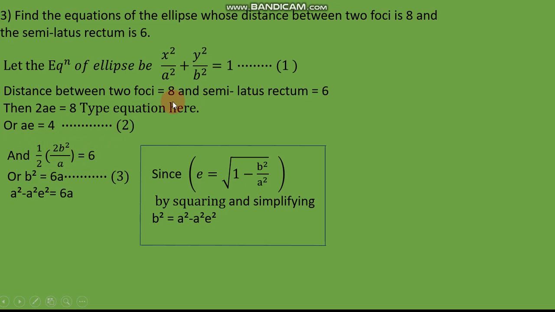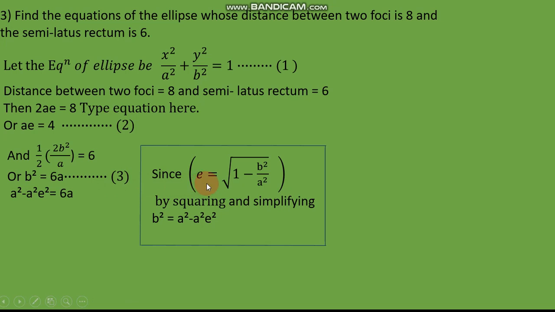However, now formula, look at here, we use this one, 1 by 2, 2b square by a equal to 6. Semi-latus rectum is 6, so 2b square by a is the length of latus rectum, and half of it, that is 1 by 2, since semi means half, equal to 6. So on simplification we get b square equal to 6a. This is the equation 3.